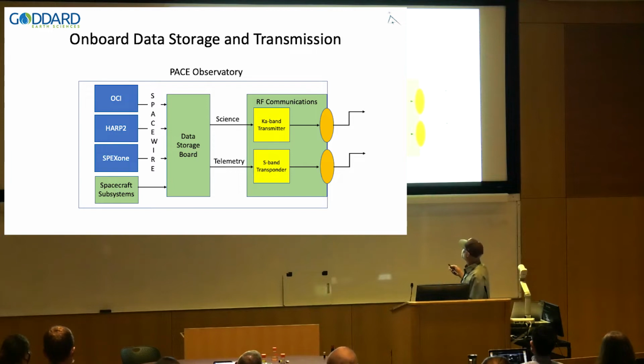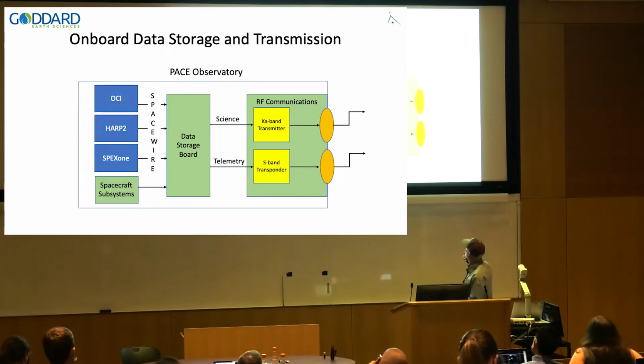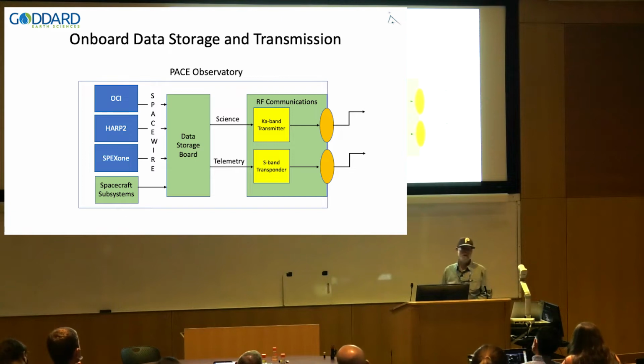During that time, data on the data storage board are sent to the RF communications system. There are two different transmitters. The Ka band is the high rate transmitter, and that's where the science data goes down, because the data volume of science is vastly greater than that of the telemetry. Telemetry goes by S band at a lower data rate. They each go out through dedicated antennas, with a bit of reformatting and converting to RF in between, and get transmitted out in the form of an RF signal.